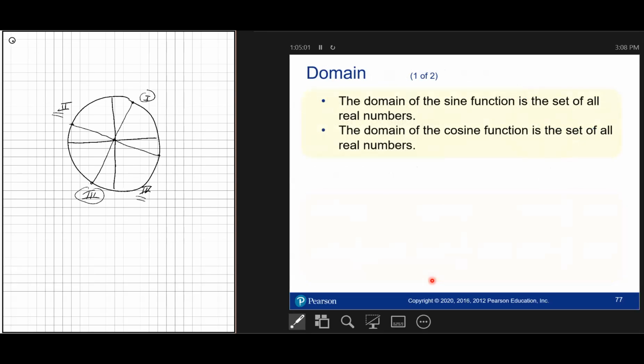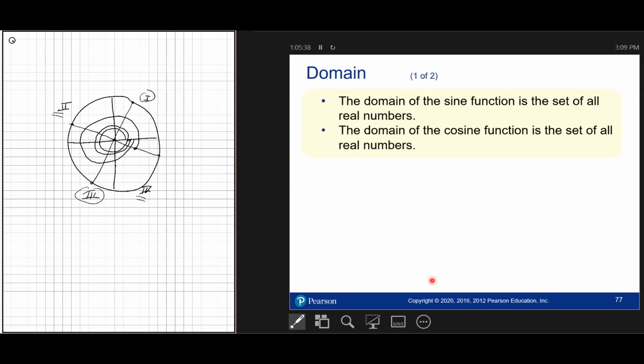So the domain of the sine function is the set of all real numbers. I can put any number in for sine because I can go in the positive direction as many times as I want. So I can use any number from 0 to infinity. But I can also go in the opposite direction. I can go from 0 and go that direction.